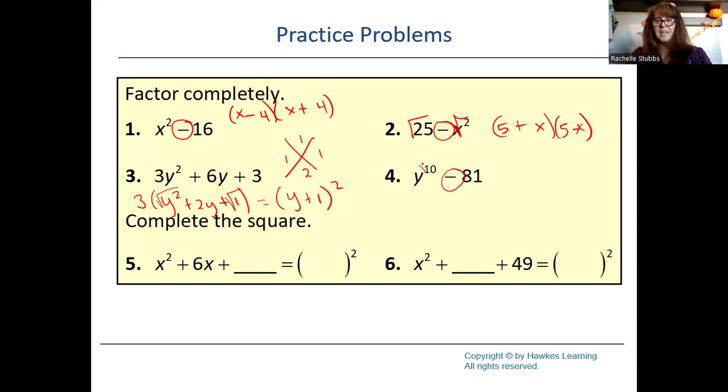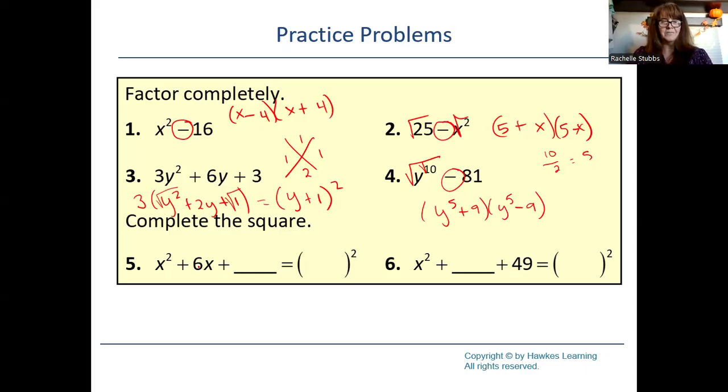Okay, this one here, this looks like the difference of perfect squares. What is the square root of y to the 10th? Well, if you're not quite sure, just take 10 and divide it by 2 because we're working with exponents here. And 10 divided by 2 is 5. So the square root of y to the 10th is y to the 5th. It's going to be a plus, and what's the square root of 81? 9. And then I repeat that, but this time it's going to be minus 9 because it's the difference of squares.